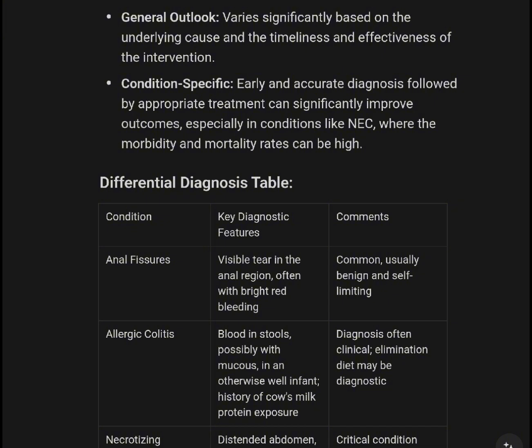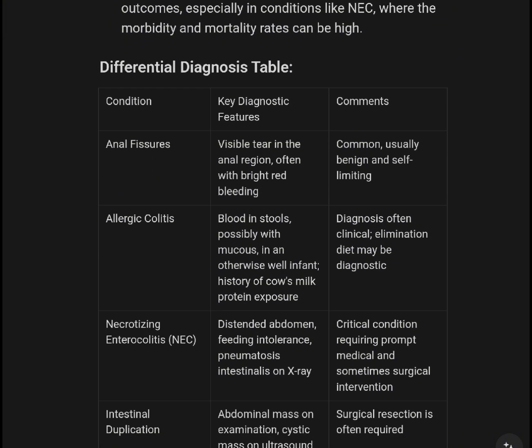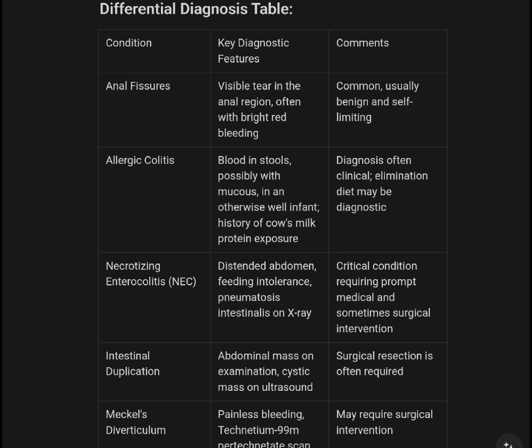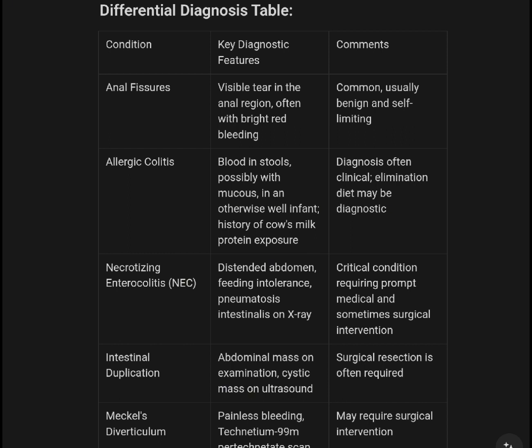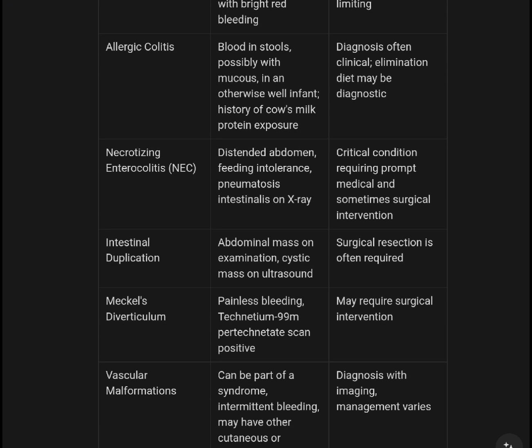Differential diagnosis in table form. Anal fissure: often with bright red bleeding, common, usually benign and self-limiting. Allergic colitis: blood in stools, possibly with mucus, in an otherwise well infant with a history of cow's milk protein exposure; diagnosis is often clinical, and an elimination diet may help. Necrotizing enterocolitis: distended abdomen, feeding intolerance, and pneumatosis intestinalis on X-ray; a critical condition requiring prompt medical and sometimes surgical intervention. Intestinal duplication: abdominal mass on examination, cystic mass on ultrasound; surgical resection is often required.